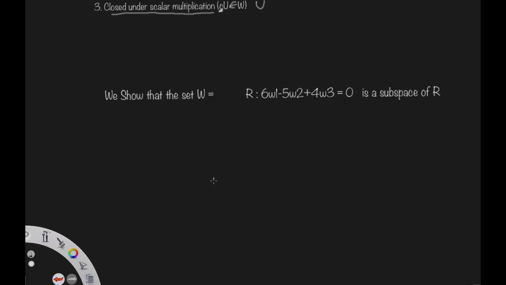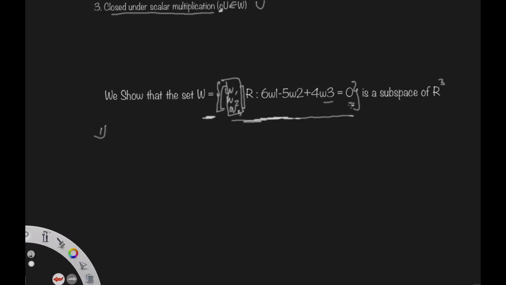Okay, for the first exercise, we show that the set of vectors W1, W2 and W3, where 6 W1 minus 5 W2 plus 4 W3 has to be 0, is a subspace of R3 because we have 3 components here. So does this condition hold all of the properties of a subspace? We're going to prove this one.